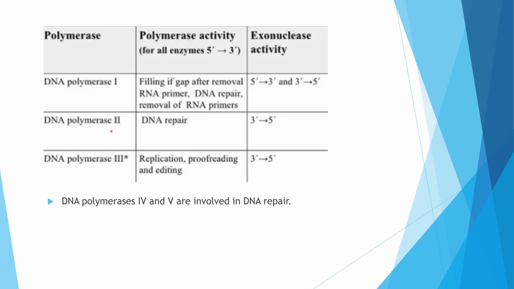DNA polymerase II is involved in DNA repair in the 5 to 3 direction, and it shows exonuclease activity in the 3 to 5 direction. DNA polymerase III is involved in replication, proofreading and editing, and it shows exonuclease activity in the 3 to 5 direction. DNA polymerase IV and V are both involved in DNA repair.